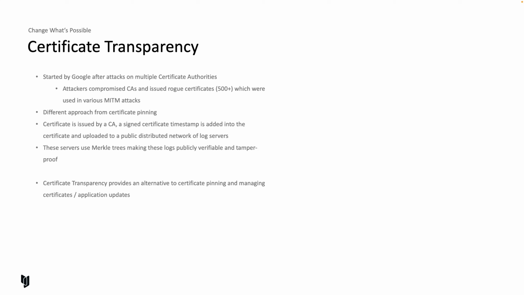When a certificate is issued by the CA, a timestamp is added to the certificate and it's uploaded to a public distributed network of log servers. Those servers use Merkle trees, which are an interesting concept you can go look up. They make these logs publicly available, verifiable, and tamper-proof. So anybody can go look up a certificate. A lot of big companies like Google and Chrome are starting to do this. They're taking all their certificates and uploading them to these trees and making them verifiable, so that if any malicious certificate comes in, it's going to be blocked.